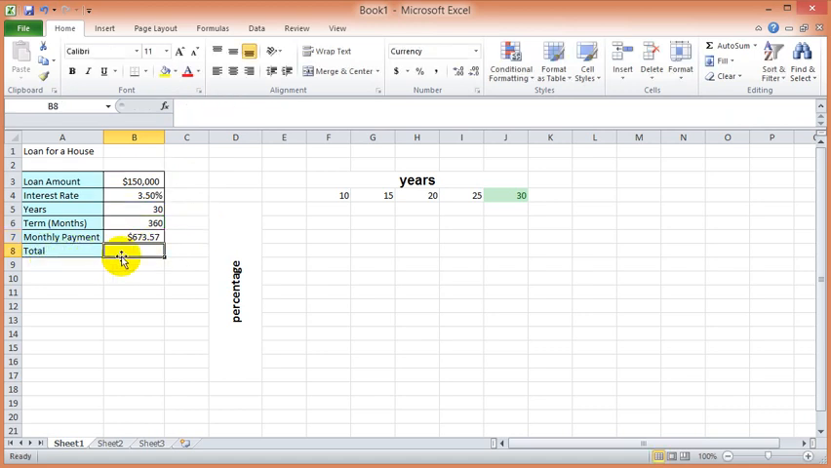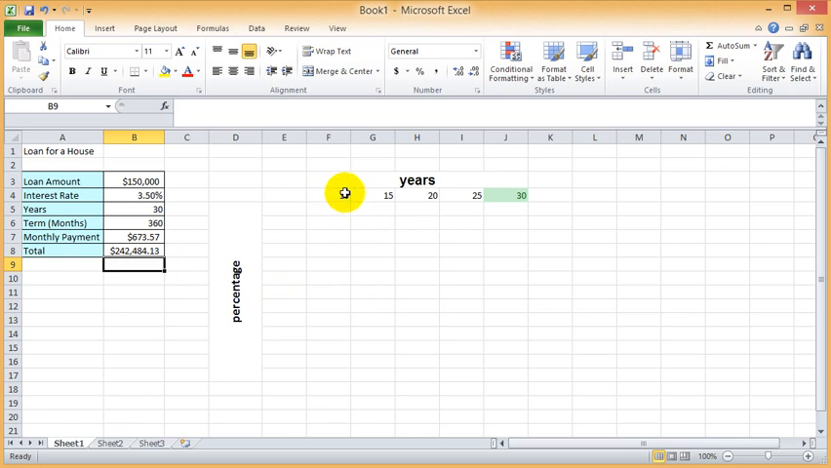The total amount is the amount that you're going to pay over the whole life of the loan. So if we wanted to get that information, we'll say equals the monthly payment times how many payments we're going to make over the life of the loan. So we're going to borrow $150,000 at 3.5% for 30 years. We're going to pay $673 a month for a total of $242,000 over the life of the loan. Okay, let's do the table now.